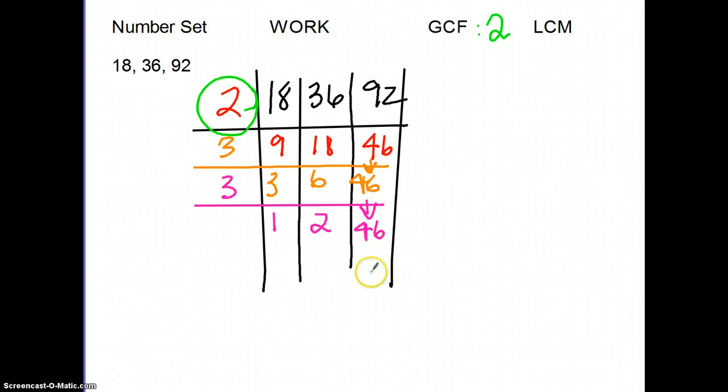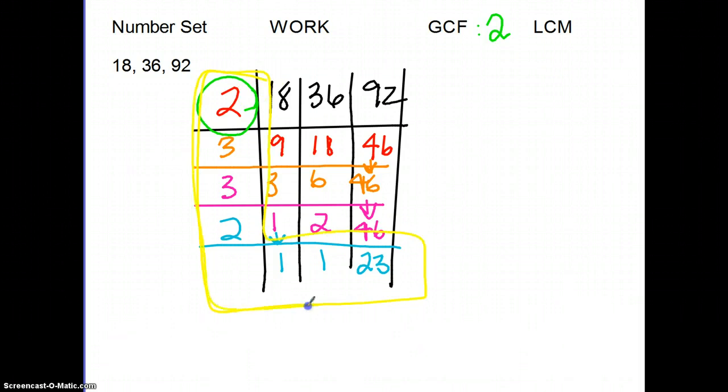I've been ignoring this 46, but now the prime number 2 can go evenly into 46. So this 1 gets brought down, the 2 becomes a 1, and the 46 becomes a 23. So now I'm ready to find my least common multiple. So my least common multiple is 2 times 3 times 3 times 2 times 1 times 1 times 23, which is a whopping 828.